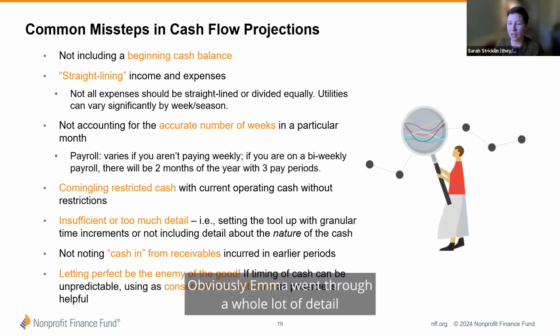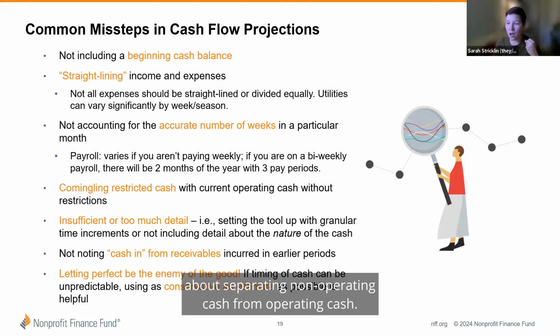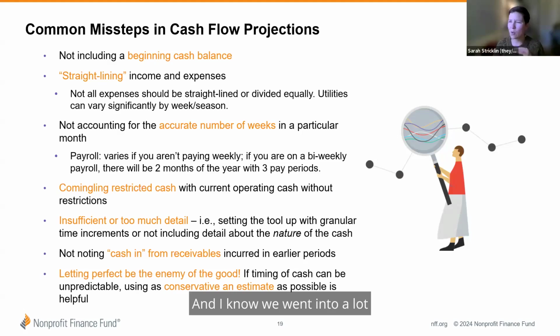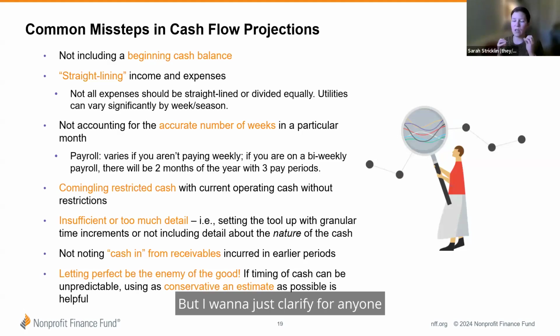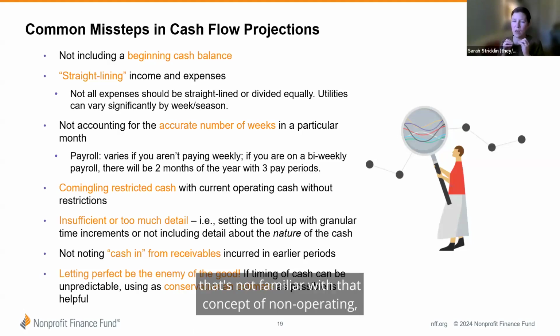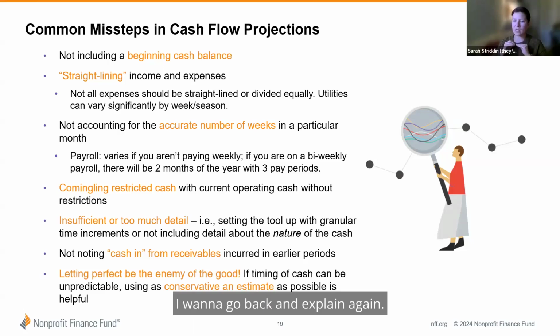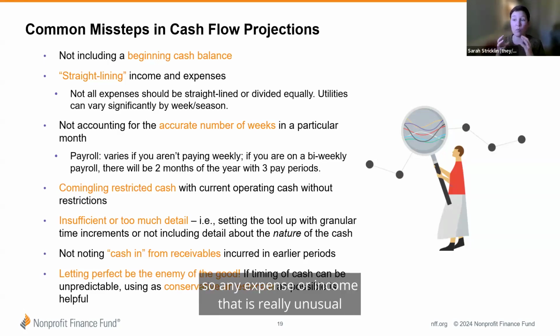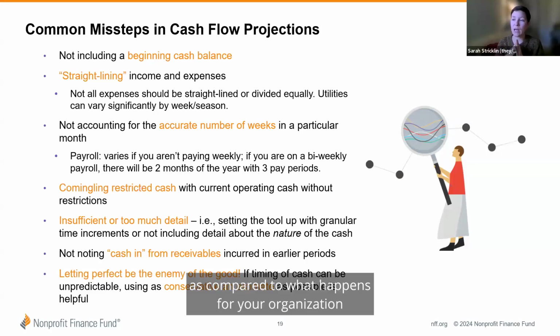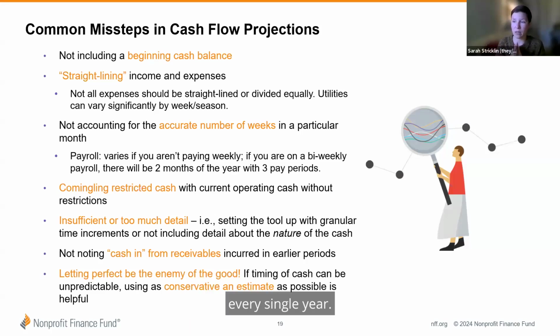Obviously, Emma went through a whole lot of detail about separating non-operating cash from operating cash. And I know we went into a lot about what restricted cash versus non-restricted cash is, but I want to clarify for anyone that's not familiar with the concept of non-operating. I want to go back and explain again. That's any section in your financial world, so any expense or income that is really unusual as compared to what happens for your organization every single year.